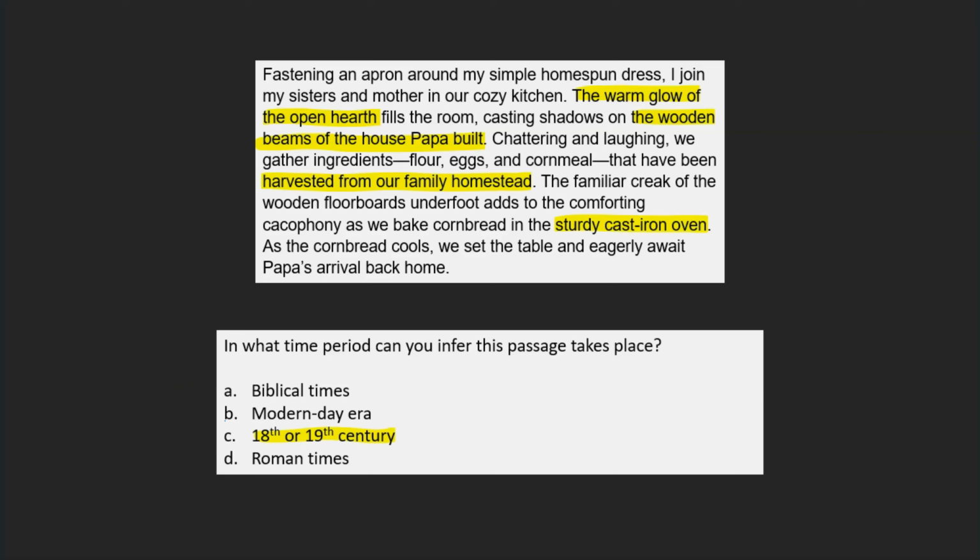Therefore, the most reasonable inference is C. This passage takes place in the 18th or 19th century, which can be marked as our final answer. Now that you've got the hang of it, try your hand at making inferences with the mock test questions below.